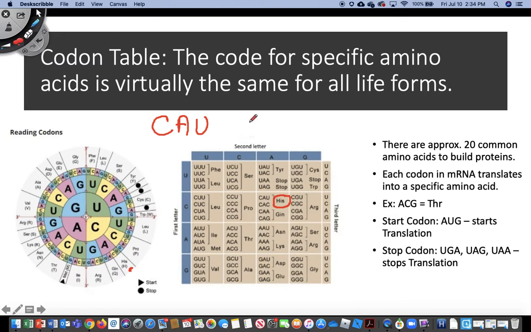Okay, and the last one is UGA. And we know that UGA is actually a stop codon. So it codes for the end of protein synthesis.